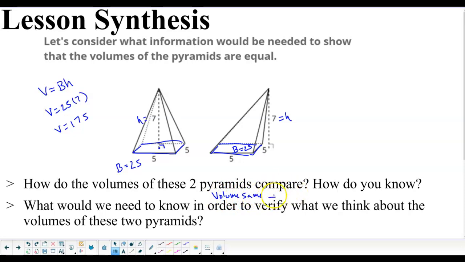And then your justification would be they have the same area of the base, and the solids have the same height. So that's by Cavalieri's principle that we talked about the other day. What would you need to know in order to verify what we think about the volumes of these two pyramids? We already talked about that. You need the area of the base and height to officially calculate the fact that their volume would be 175 units cubed.